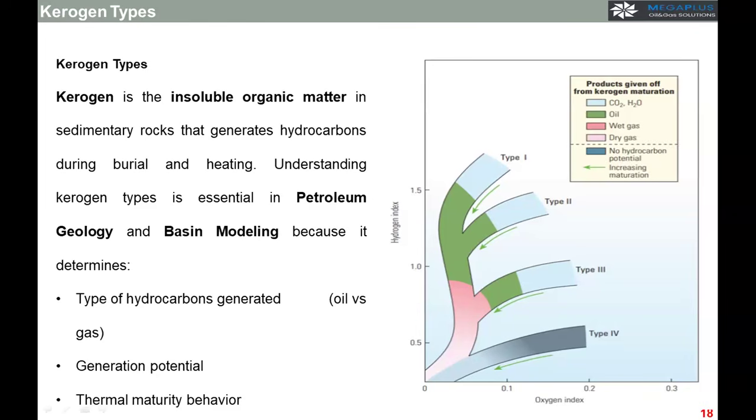Here is an example: the Van Krevelen diagram, the relation between the oxygen and hydrogen index. Type 1 mainly gives you oil, and at the final stage maybe some wet or dry gases if you increase the maturity or the temperature. Type 2 mainly produces oil. Type 3 can give you oil and gas, but mainly gas. Type 4 gives you nothing, because it has reached the final stage, maybe CO2, and is called coal.